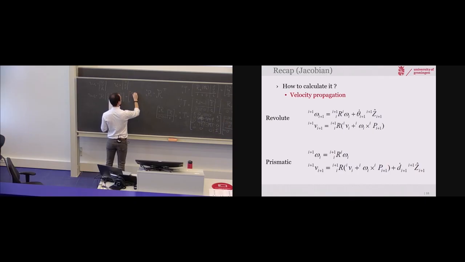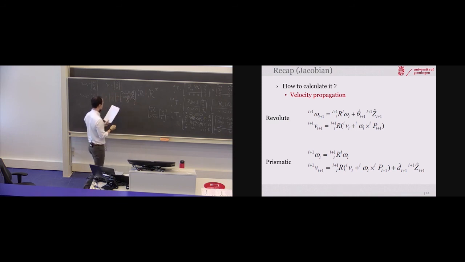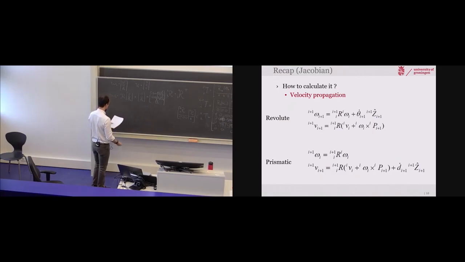Minus sine of theta 2, theta 1 dot. Then you have minus cosine of theta 2, theta 1 dot, and then theta 2 dot. Okay? Fine. And now a little bit more tricky part.